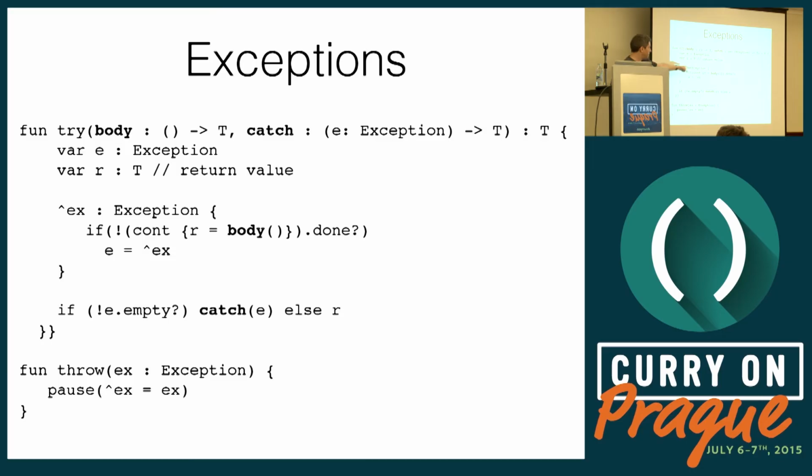And it's going to turn the body into a continuation. And if it's not done, namely it paused, then there must have been an exception. We grab the value of the scope variable EX, put it into a local E, and if it's not empty, we invoke the catch block. And this is very important, we'll come back to that in a second, that we invoke the catch block outside of this scope. Else, if C completed normally, we just return this value. And we introduce the function scope, it's a regular function, and it calls pause and sets EX to the exception.